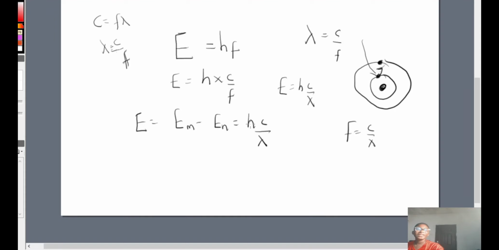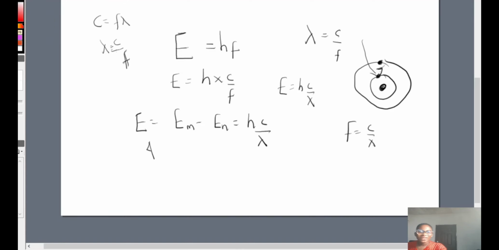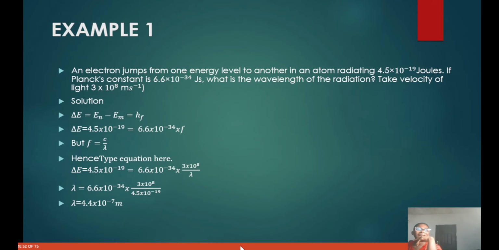So look at it now. We already have the value of our energy, which was 4.5 times 10 to the power minus 19. That was our energy, equal to this. We're not given the difference in the energies. So we have our Planck's constant and our speed of light, and we are looking for our lambda. So we're going to make lambda the subject of the formula.